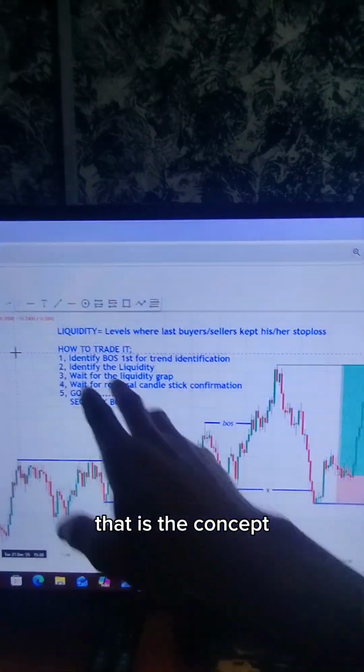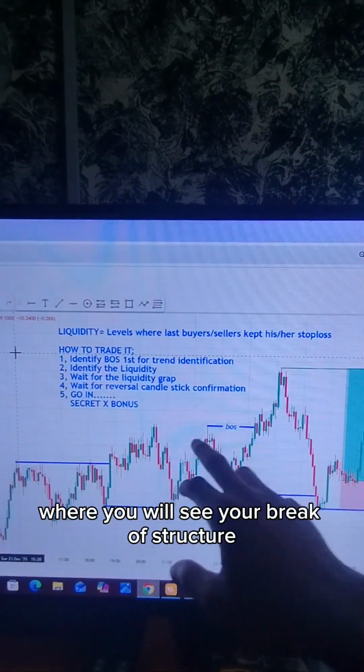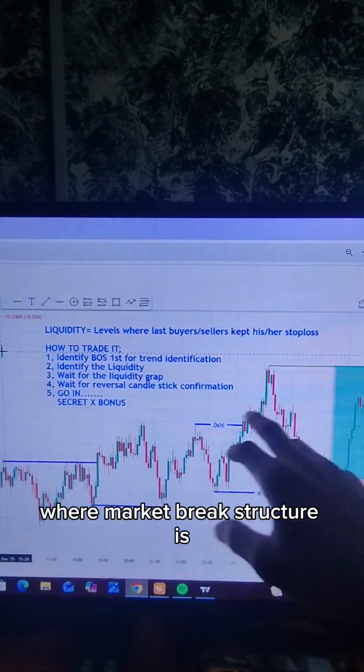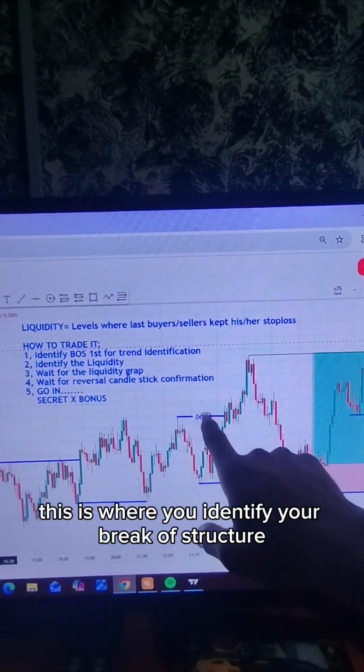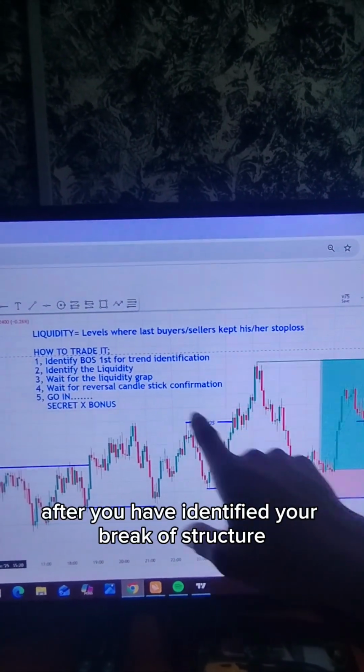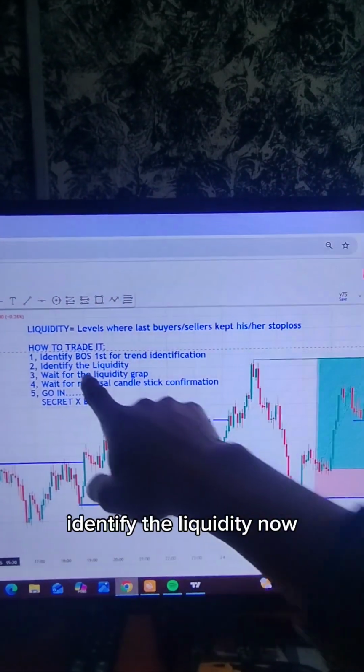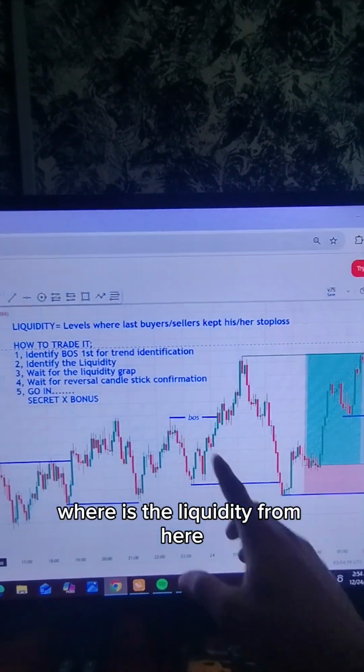That is the concept. After you have identified, because everywhere you see your break of structure, the market breaks structure to create a high. When the market breaks this way, this is where we identify your break of structure. After you have identified your break of structure, identify the liquidity. Now, where is the liquidity? From here, you can definitely see this low, don't worry, it's going to come up.